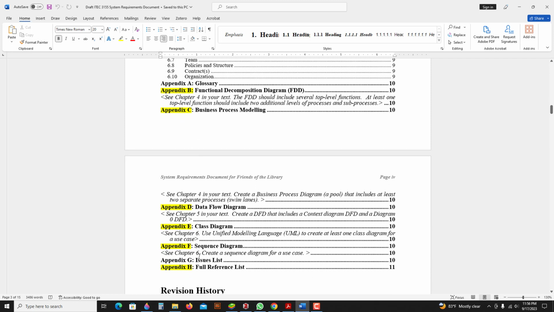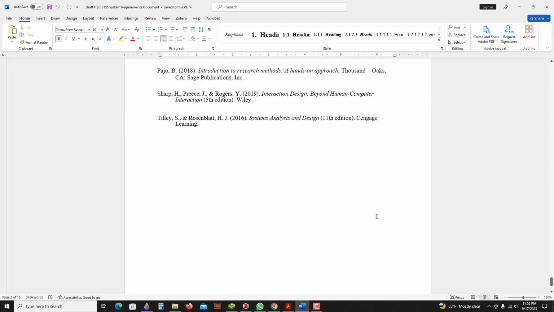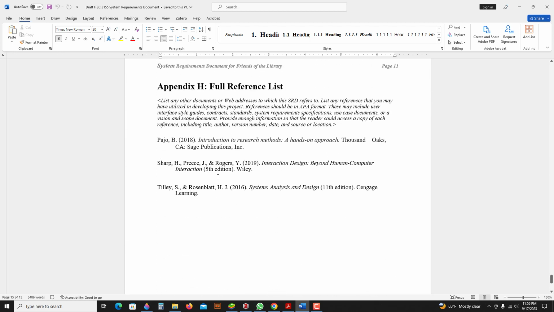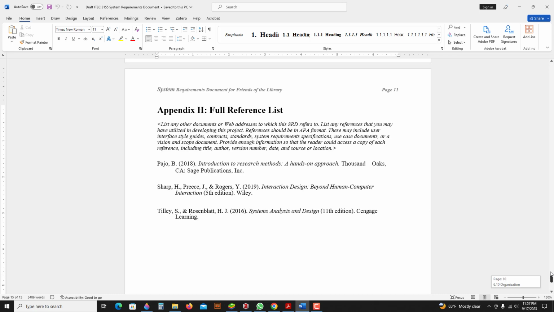She mentioned B to F, but she also mentioned that she wants a reference list. So what I did is I already went ahead and I literally just put my textbooks in here. This is our textbook for our class right here. Where is it? Tilly, System Analysis and Design. This is from my other two classes that I just thought would help us with this project, right? So this is the reference part here.